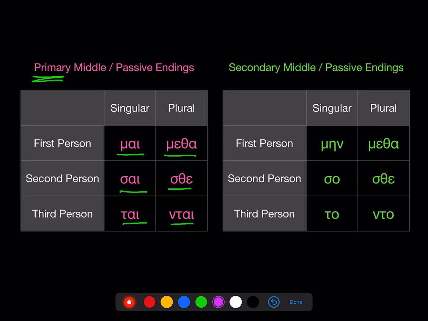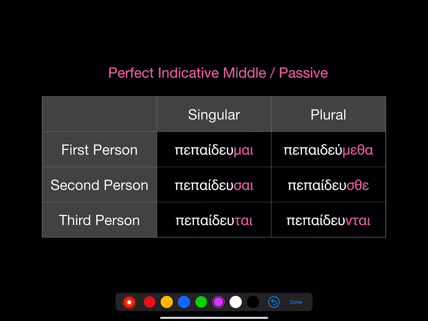The pluperfect indicative middle passive is a secondary tense because it's talking about completed action in past time. So it's going to use the secondary middle passive endings that we've seen in the imperfect middle and passive and the aorist middle: mēn, so, to, metha, sthe, and nto. And we're going to attach these endings directly to that stem from the fifth principal part.